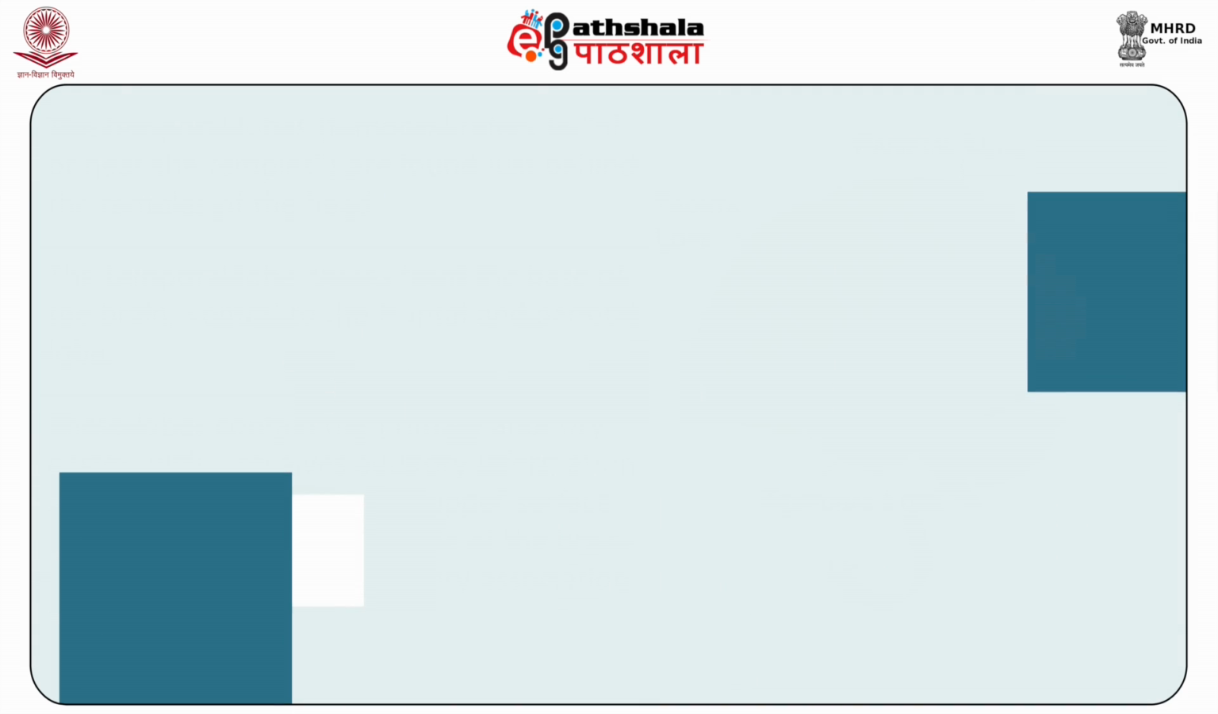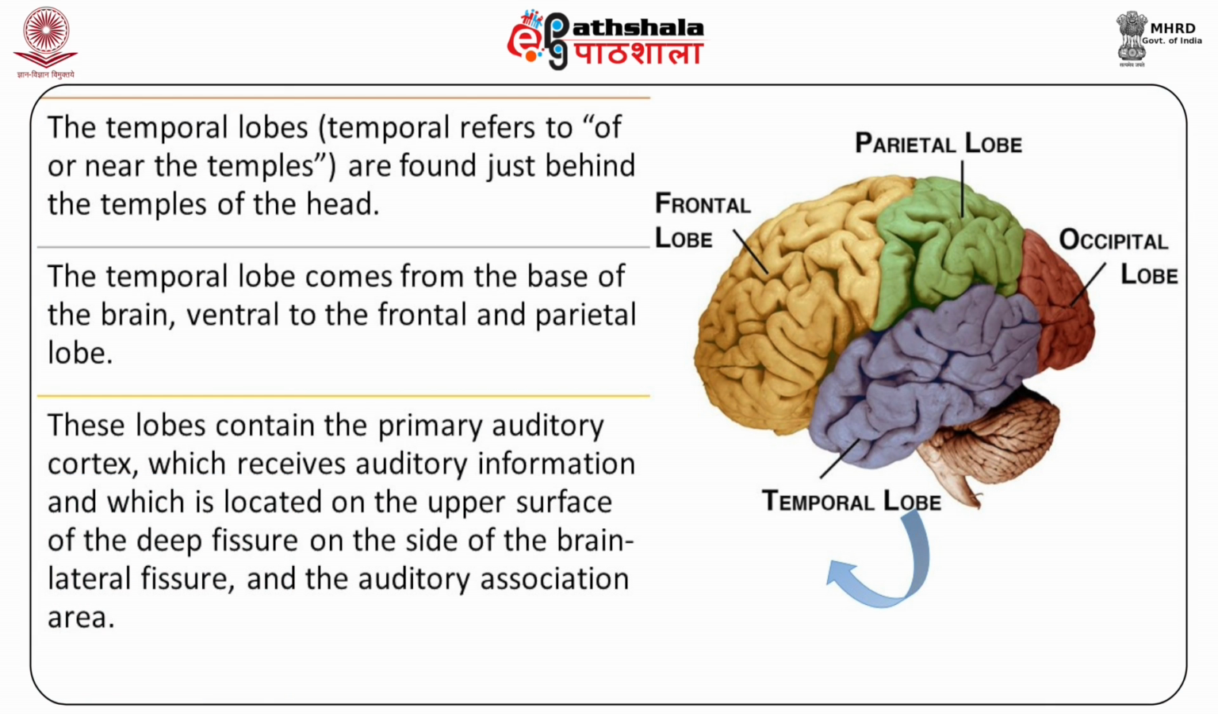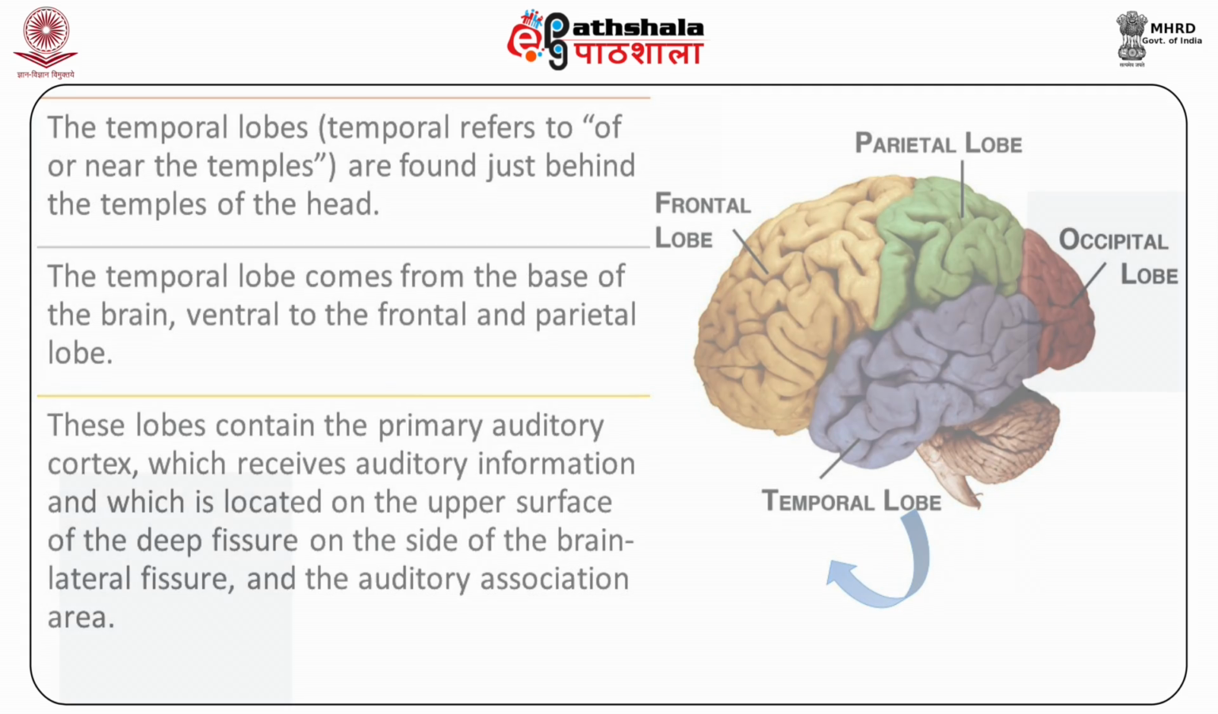Temporal lobes. The temporal lobes, where temporal refers to off or near the temples, are found just behind the temples of the head. The temporal lobe comes from the base of the brain, ventral to the frontal and the parietal lobe. These lobes contain the primary auditory cortex, which receives auditory information and is located on the upper surface of the deep fissure on the side of the brain, the lateral fissure, and the auditory association area.